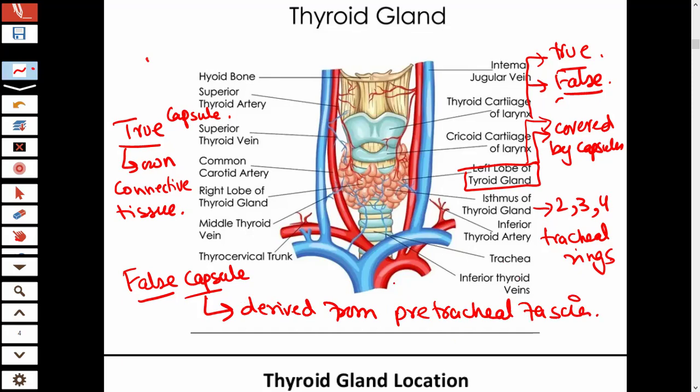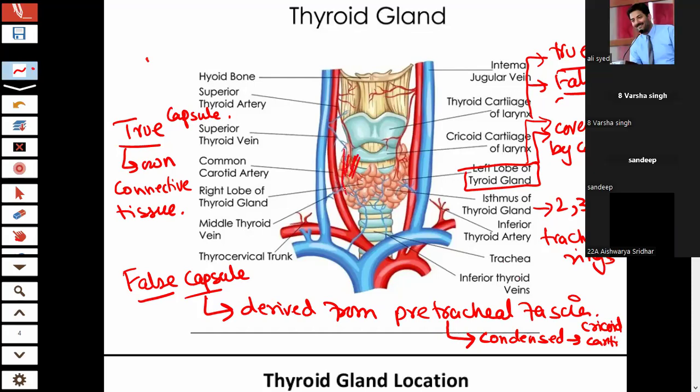When it is covering the thyroid gland, please remember, it is going to condense and then attach to the cricoid cartilage. For example, this is covering the thyroid gland and now it is going to attach to the cricoid cartilage. This condensation of the pretracheal fascia, by which your thyroid gland is attached to the cricoid cartilage, is known as Berry's ligament.